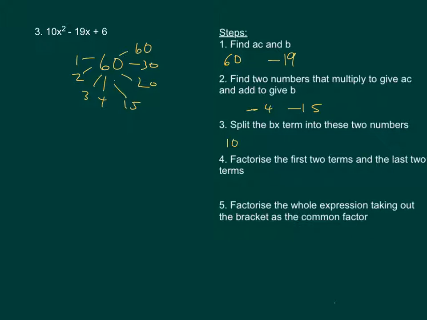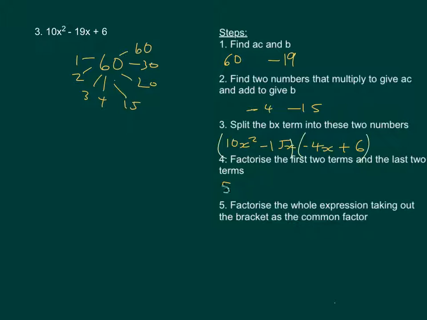So we've got 10x squared. I'm going to use minus 15 first. Now the reason I'm doing that is because 10 and 15 will definitely factorise, and 4 and 6 will also definitely factorise. So minus 4x, and then we've got plus 6. Now we're going to factorise the first two and the last two terms.